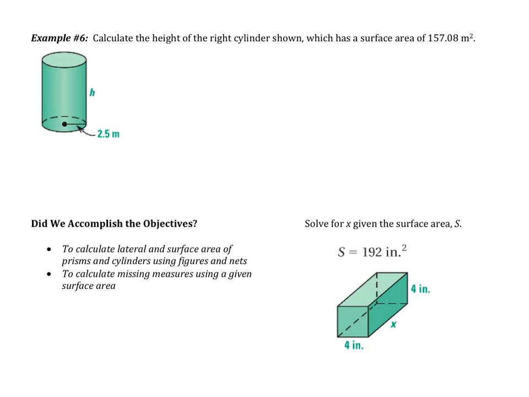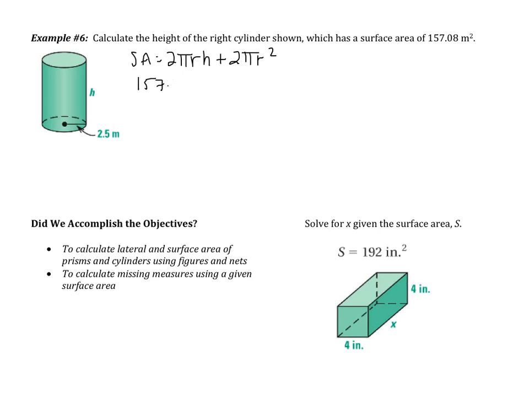Okay, we have one more problem to do together, and then you have one to do on your own. So, example 6. Calculate the height of the right cylinder shown, which has a surface area of 157.08. So, first thing that I'm going to do is write our surface area formula. So, surface area is 2 pi r h, add 2 pi r squared. Again, this is just for a cylinder. Now let's plug in what we know. We know the surface area is 157.08.